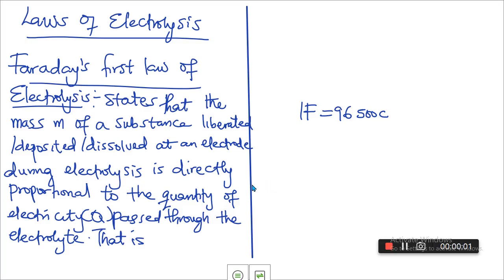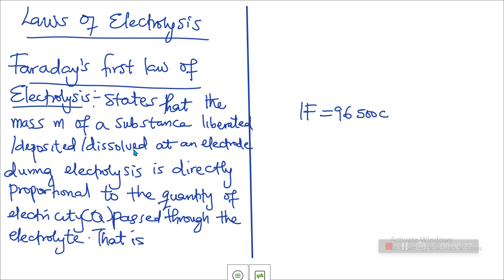Welcome to this episode. What we are doing is electrolysis, the laws of electrolysis. We have two laws of electrolysis: Faraday's first law of electrolysis, and Faraday's second law of electrolysis. We are going to start with Faraday's first law of electrolysis. Now let's dive into it.